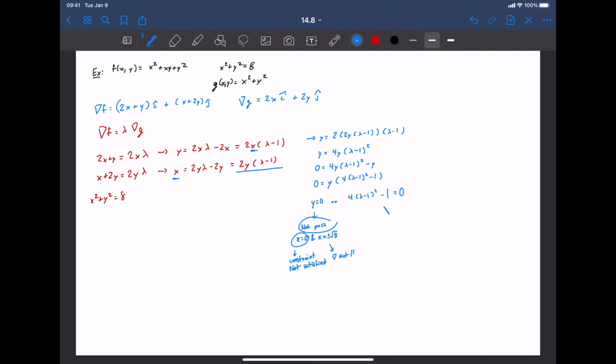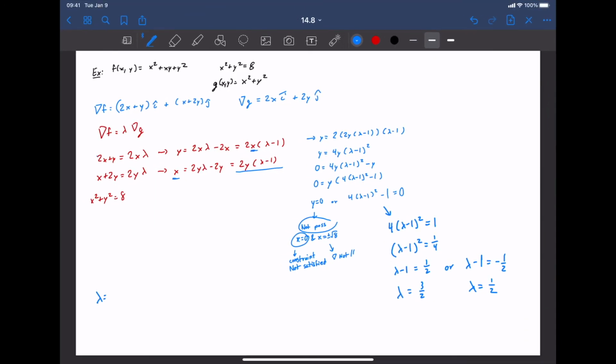So, continuing on this trend, you would have that 4 times this equals 1, or (λ − 1)² equals 1/4. λ − 1 should equal 1/2, or λ − 1 equals negative 1/2, which would be λ equals 1/2, or λ equals 3/2. Now, these are still 2 cases to check.